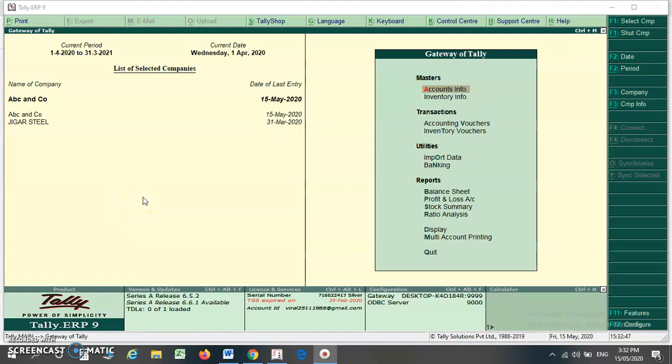Hello friends, in this video we are going to learn how to make an entry for your receipt, payment and contra transaction via single entry mode. For the purpose of making voucher entry, just press V from your keyboard.